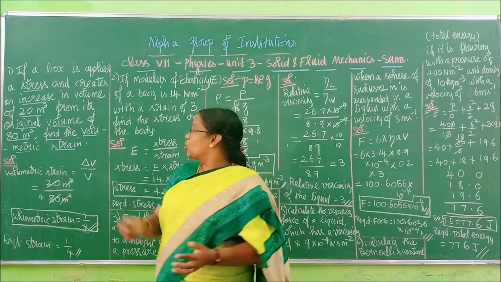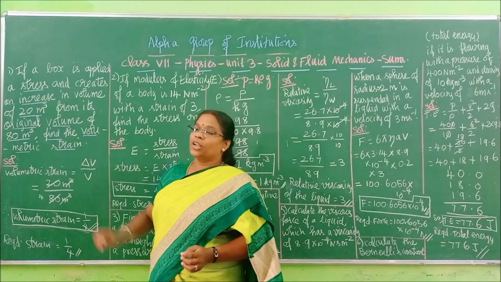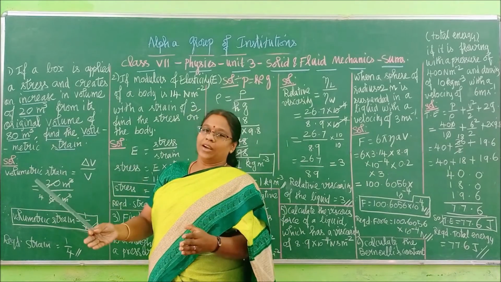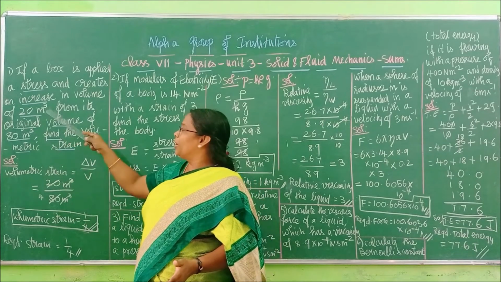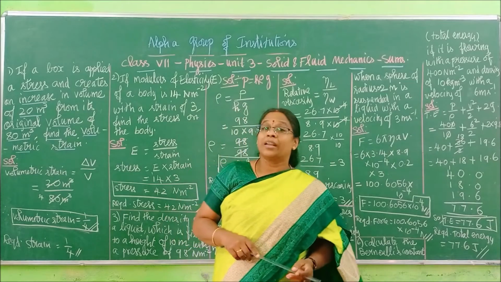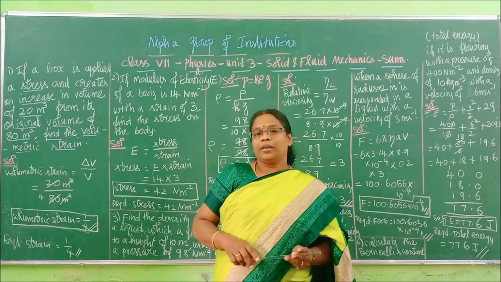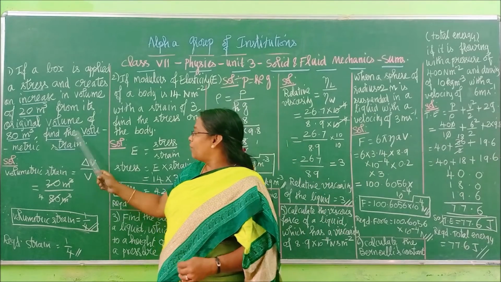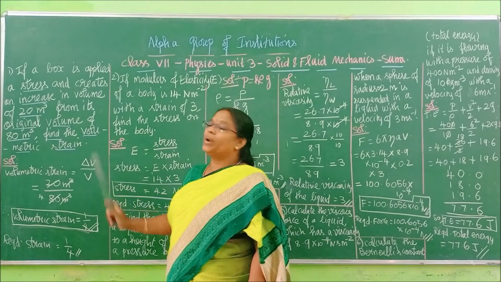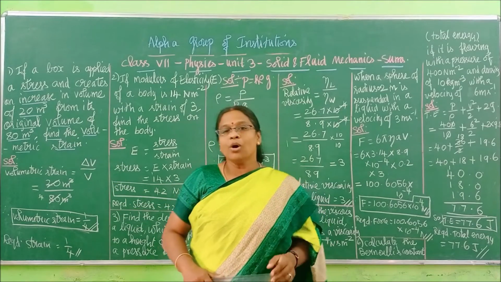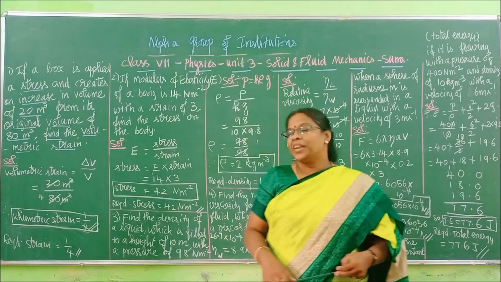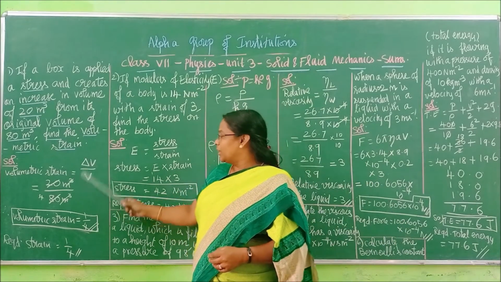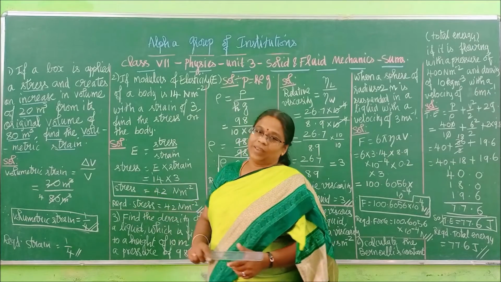From its original volume of 80 meter cube, it is getting extended. So from 80 it is increasing by 20 meter cube, so it becomes 100. 80 plus 20 becomes 100. Now what we are asked to find is the volumetric strain. From your book, from the notes, you would know the formula for volumetric strain. Volumetric strain is delta V by V.